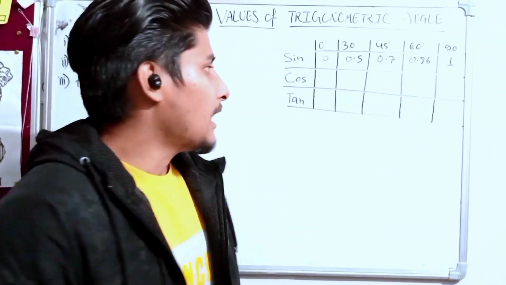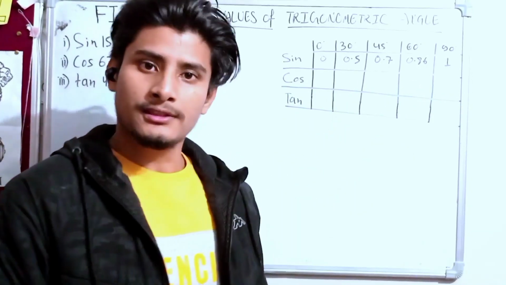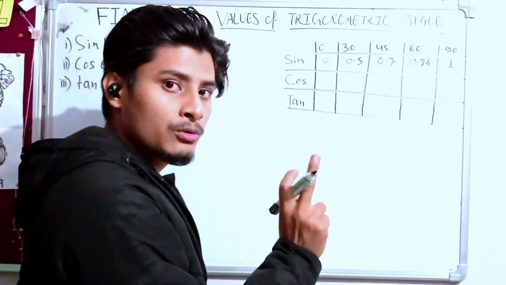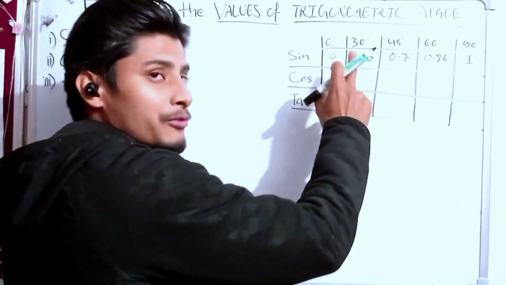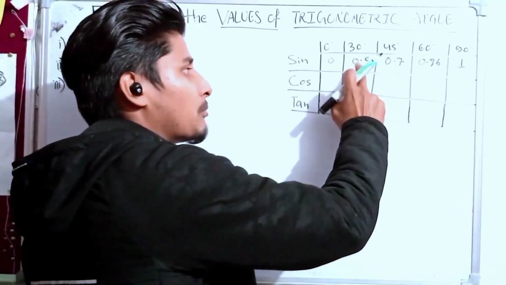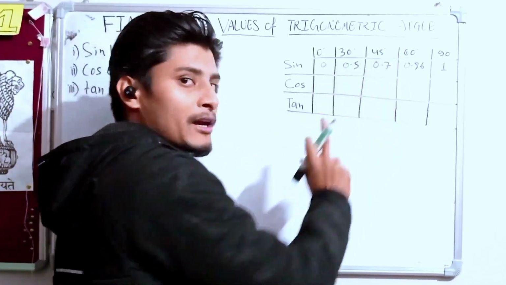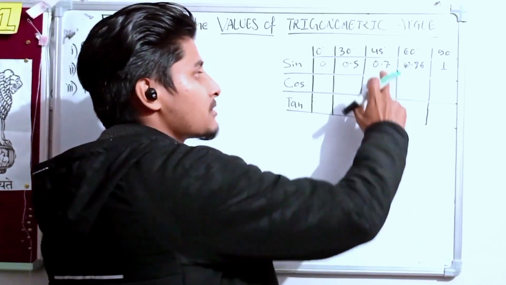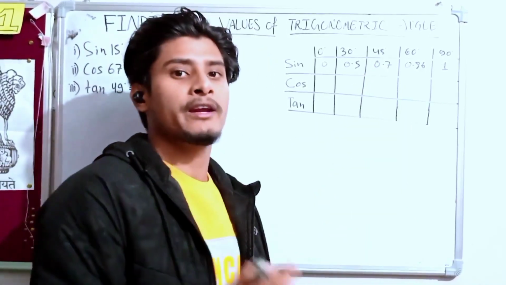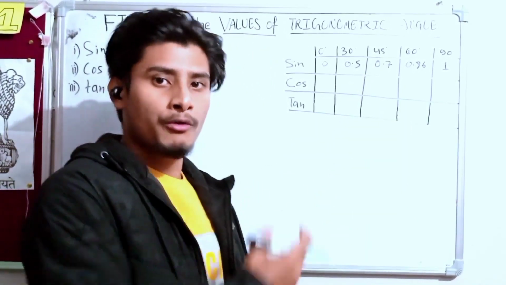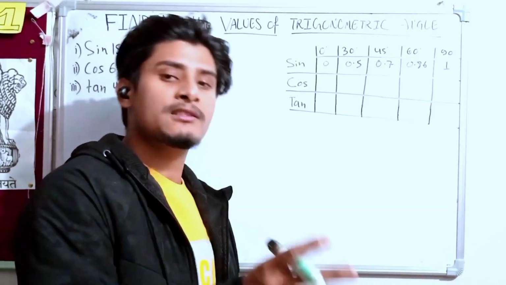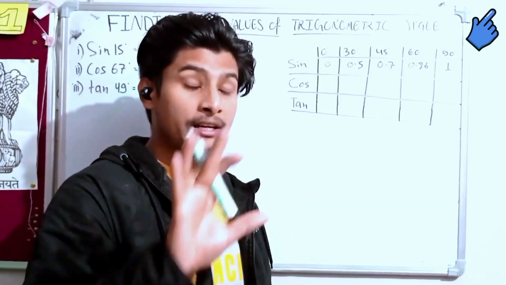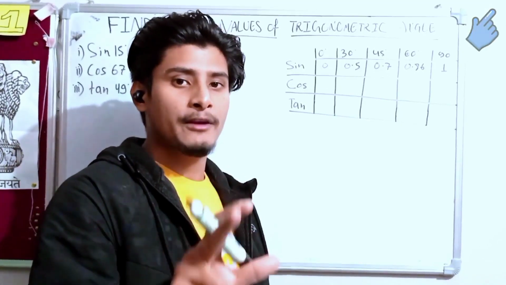Now I have written down the values of sine. Sine 0 is 0. Sine 30 is 1 by 2, and if you divide 1 by 2, you get 0.5. Sine 45 is 1 by root 2, which is about 0.7. You might be wondering, sir, how did you form this value? In my last lecture on my YouTube channel, there is a video on finding the values of the root values.